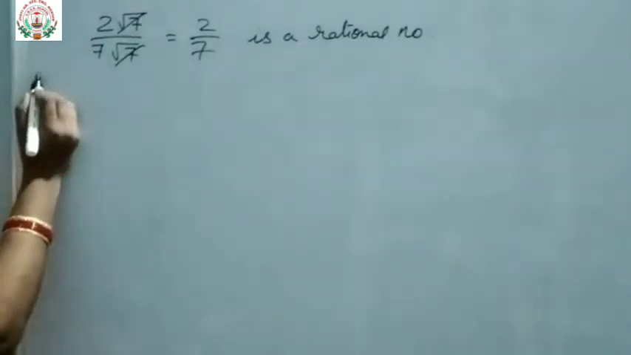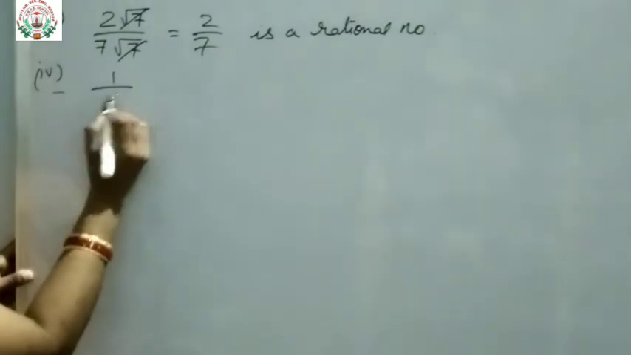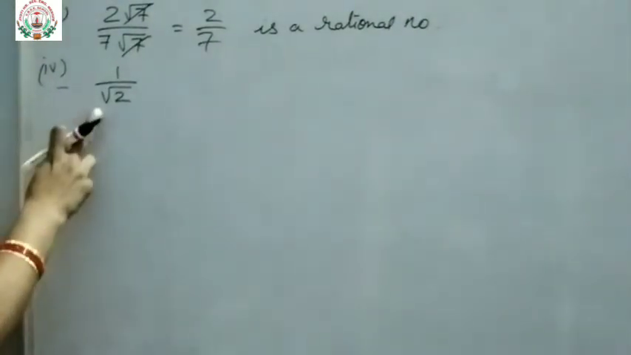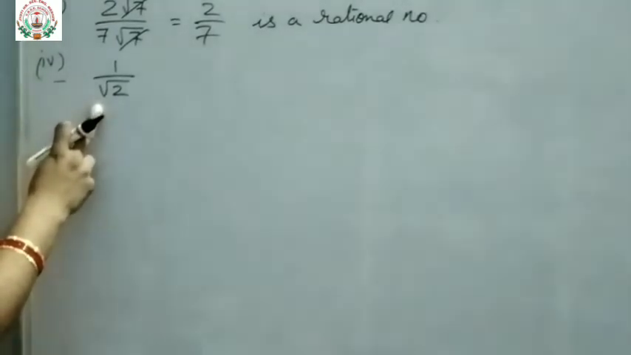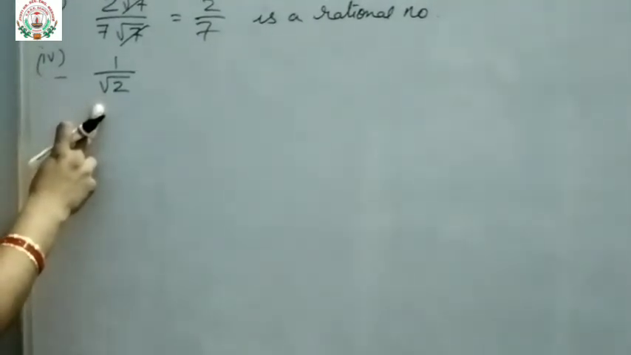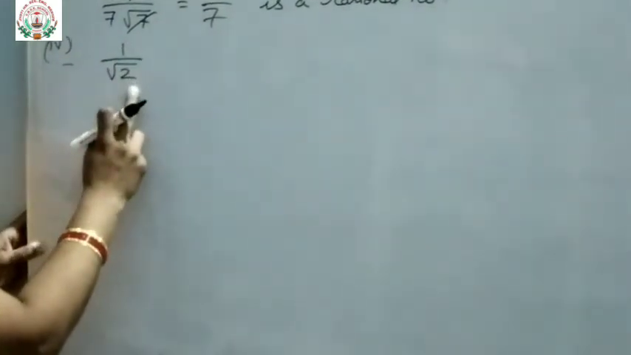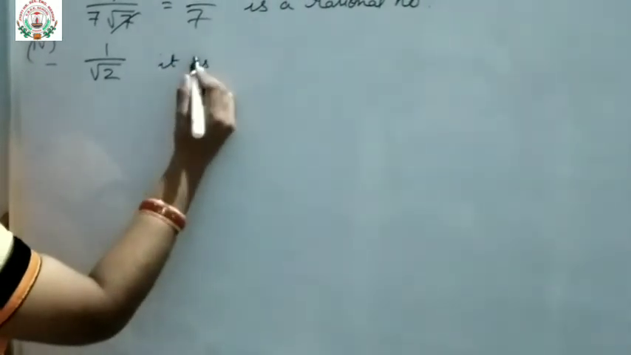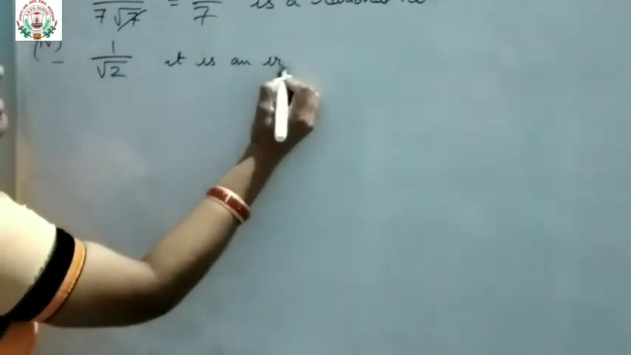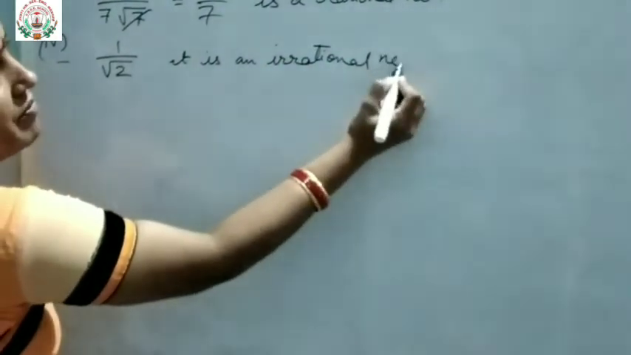Then the fourth one is 1 upon root 2. You can see the denominator is what? Root 2, which is an irrational number. We have already done this on the number line also. So root 2 is an irrational number. So 1 upon root 2 will be an irrational number.